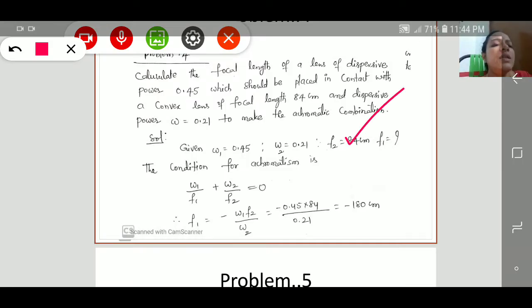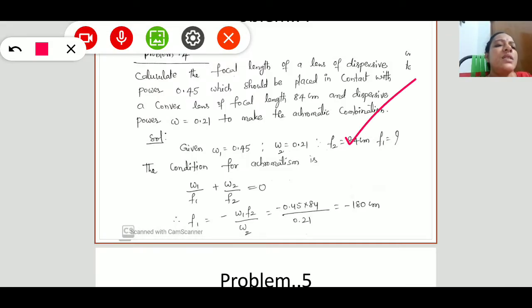Focal length f2 is given as 84 centimeters, and we need to calculate the value of focal length f1. This is an achromatic doublet. The condition for achromatism we already derived: omega 1 by f1 plus omega 2 by f2 is equal to 0. So we need f1. So f1 is equal to minus omega 1 f2 by omega 2.